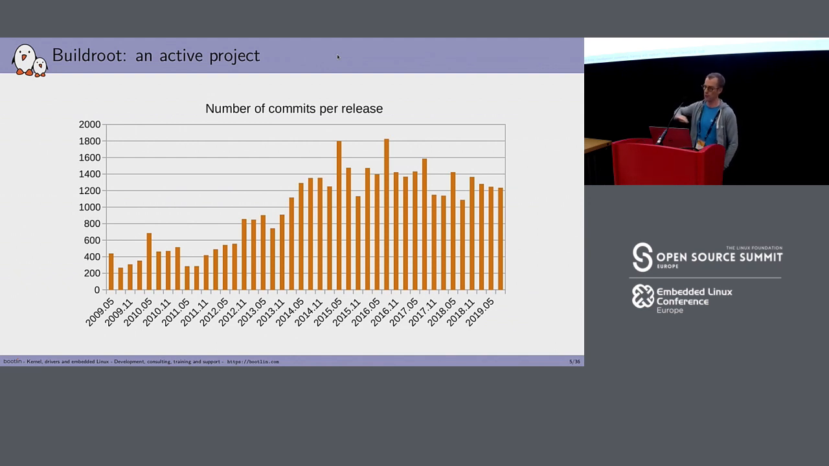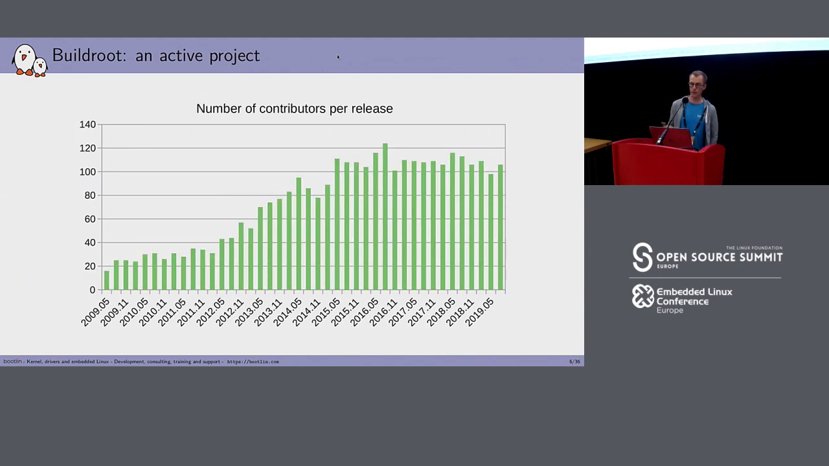You can see after a ramp up, we kind of stabilized around 1,000 commits per release. So it's not decreasing or increasing. It's mainly a stable project from a number of commits point of view. And we'll see that it's in fact the same for the other criteria that I'll be looking at.